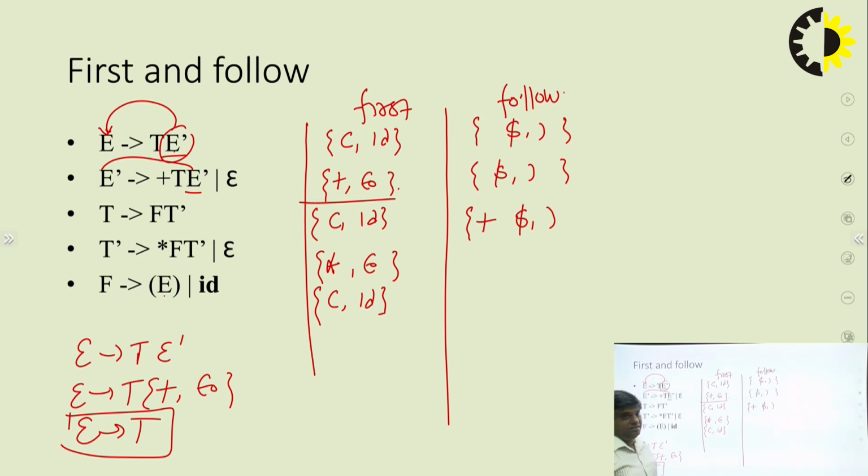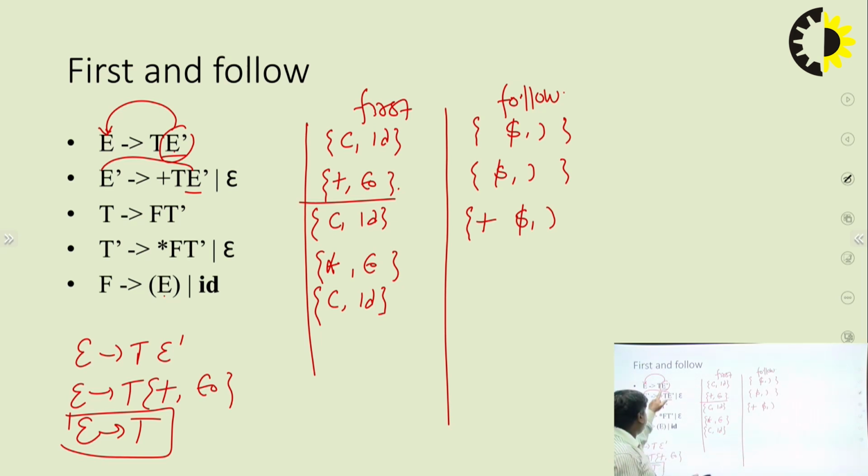Now I think we repeat once again. T follow the E dash, and what is the follow of T? The first of E dash. And the first of E dash, if it is terminal, no problem. If it is epsilon, then we put epsilon here. And if we put epsilon here, then E dash is blank.